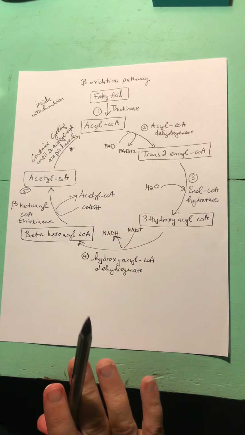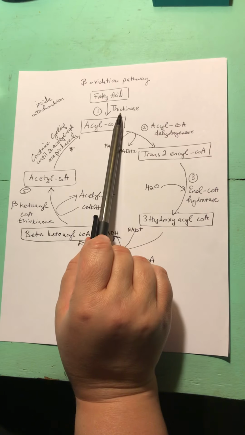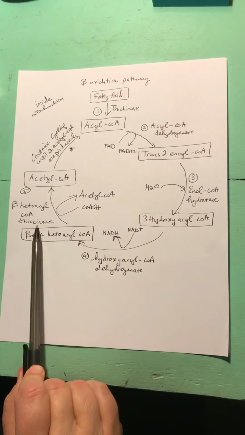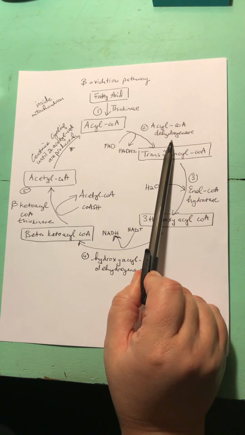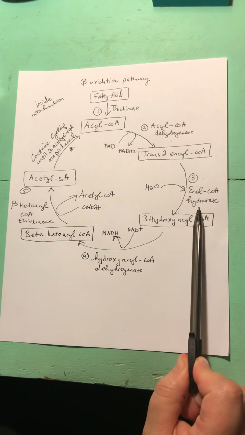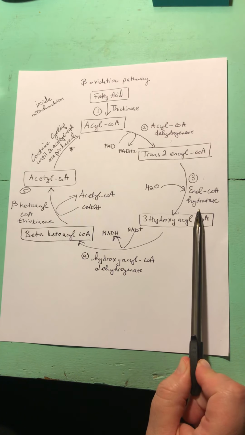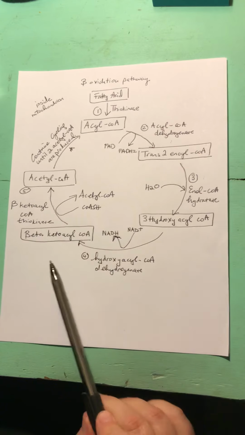I want to summarize by saying, take note, we started with a thiokinase enzyme and we ended with a thiokinase enzyme. Then we had a dehydrogenase in step 2 and step 4, and in step 3 there was a hydratase. And that is the beta oxidation pathway. So you need to be able to draw this pathway out as well.